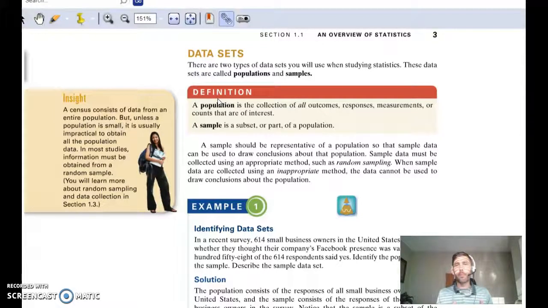And then your sample then is just a subset of that population. So if your population was everybody in the United States, a sample is just a group of people from the United States, a small subset of the entire population. If your population was just people who lived in Iowa, the sample would then just be a small group from just people who live in Iowa.